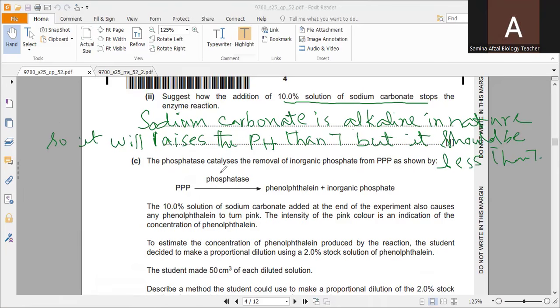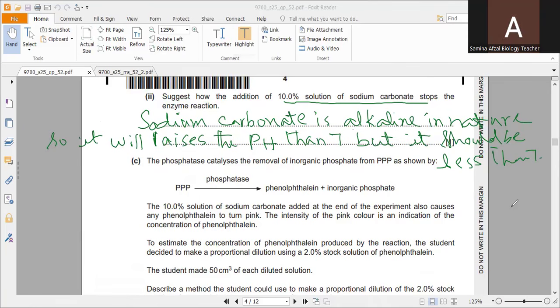And the next question is, the phosphatase catalyses the removal of inorganic phosphate from phenolphthalein phosphate. The phosphatase enzyme will break down the phenolphthalein phosphate into phenolphthalein and inorganic phosphate. So the 10% solution of sodium carbonate added at the end of the experiment also causes any phenolphthalein to turn pink. The intensity of the pink color is an indication of the concentration of phenolphthalein.